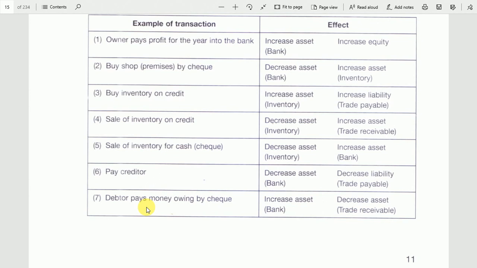The other thing that happens here is that the liability decreases, because previously we had purchased something from them and promised to pay in the future, and now we are going to pay them. So the trade payable decreases. The nature of trade payable is a current liability, so it decreases.